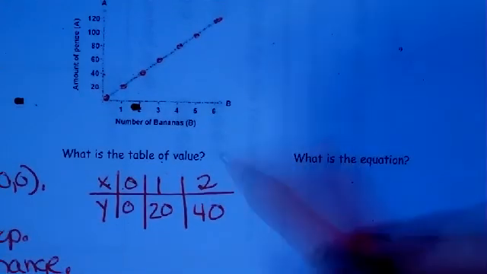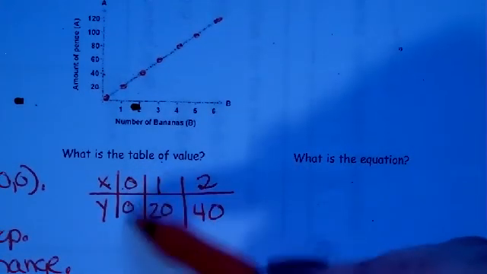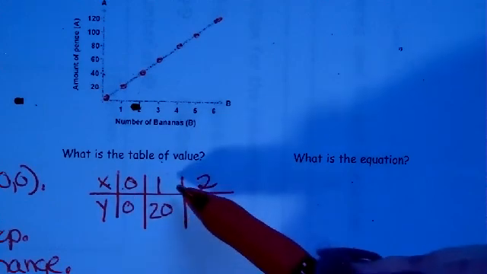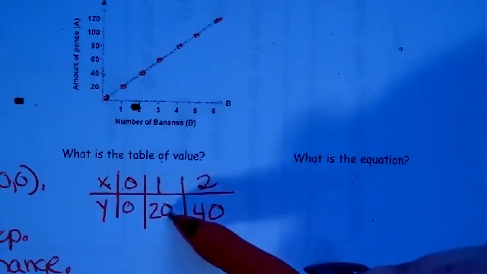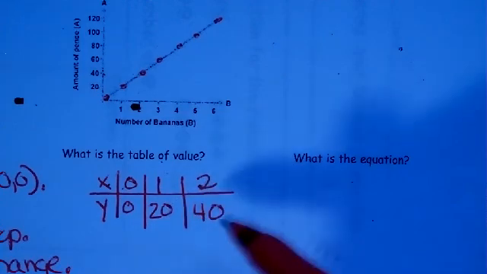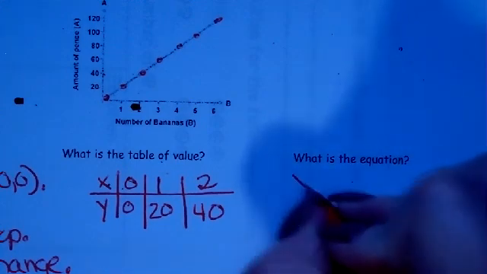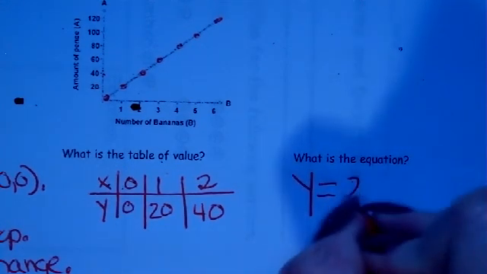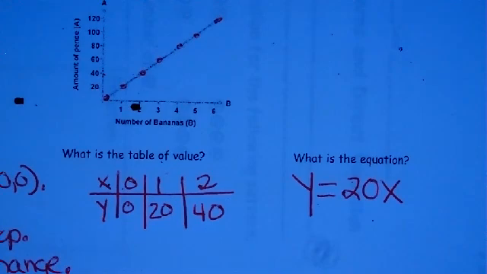Now, what is my equation? What am I multiplying X by to get Y? Well, 0, 0, that's hard to see, but it's perfect to see right here with the 1. 1 times 20 gives me 20. Well, let's just double check that. 2 times 20 is 40. So, yep, that looks like that pattern works. So, my equation over here is Y equals 20X. And there's my equation. Okay.